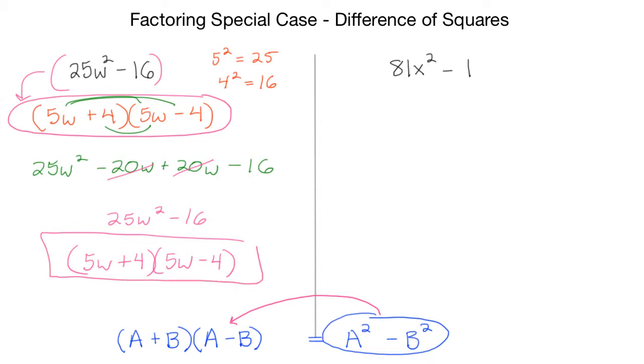Okay, let's do another example. I've got 81x squared minus 1. So it's a binomial. It is being subtracted. Are these two things squared? Well, I know 9 squared is 81, so that's good. This 1 is a little bit tricky, but if you think about it, 1 squared actually just equals 1. So this is an example of a difference of two squares. And I can rewrite it as 9x minus 1 times 9x plus 1.